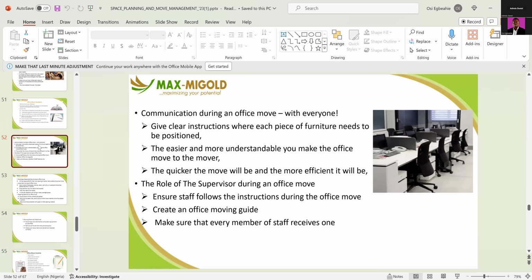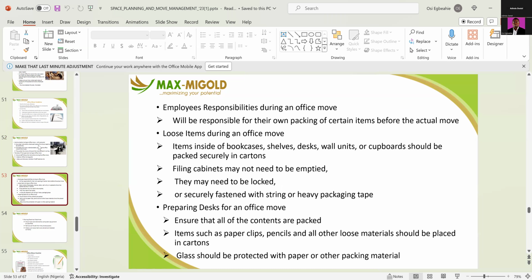The role of supervisors during an office move. Ensure staff follow the instructions during the office move. Create an office move guide. Make sure every staff member has a copy of that move guide.